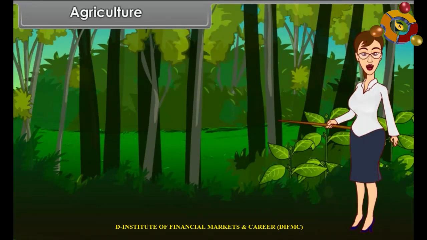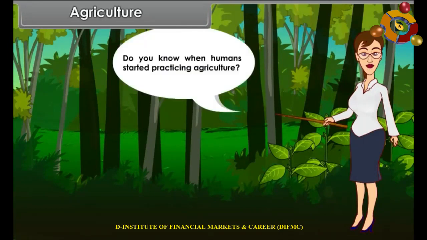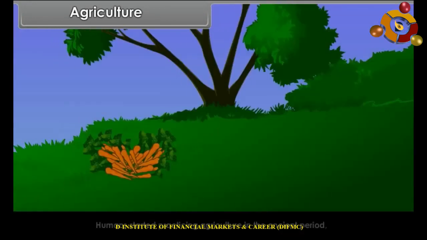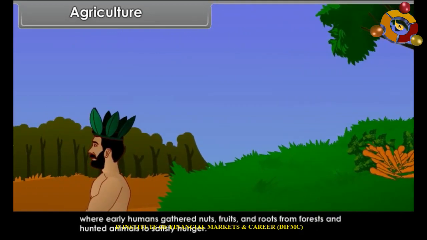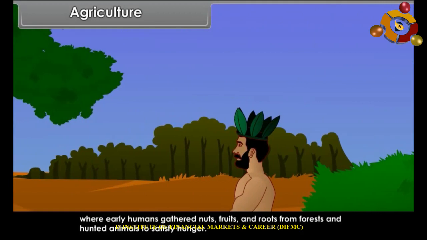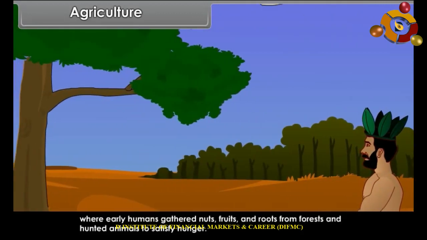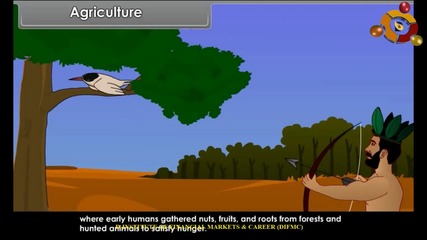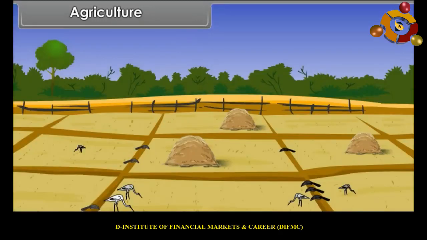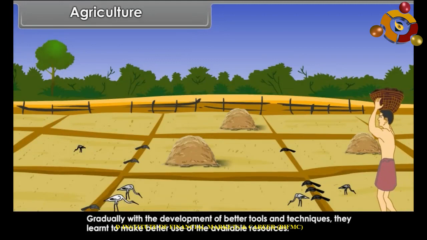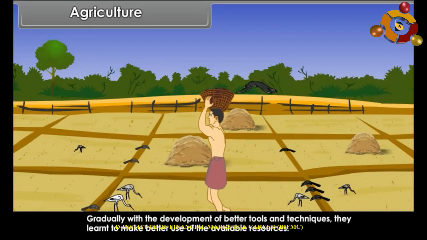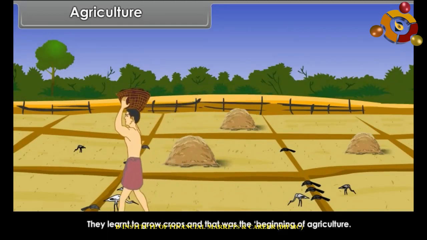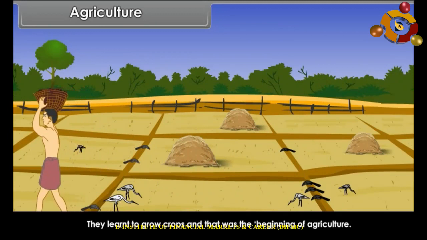Do you know when humans started practicing agriculture? Humans started practicing agriculture in the ancient period, where early humans gathered nuts, fruits and roots from forests and hunted animals to satisfy hunger. Gradually, with the development of better tools and techniques, they learned to make better use of the available resources. They learned to grow crops. And that was the beginning of agriculture.